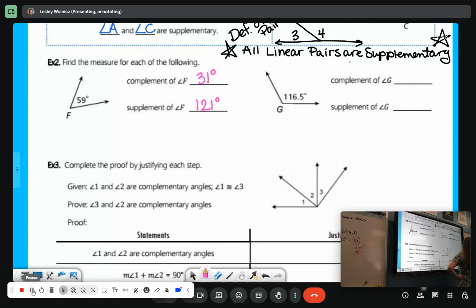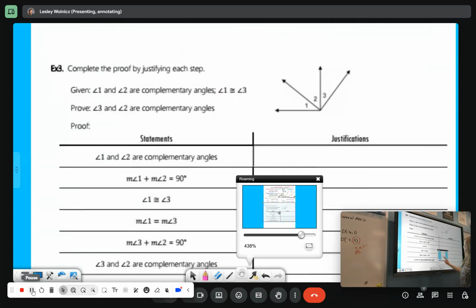63.5 for supplement. What was it? Supplement was 63.5. Okay, why aren't you guys giving me a complement? Is it a negative? It doesn't exist. Not applicable. I understand.